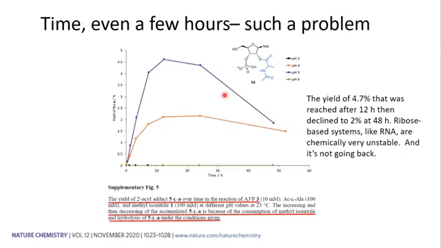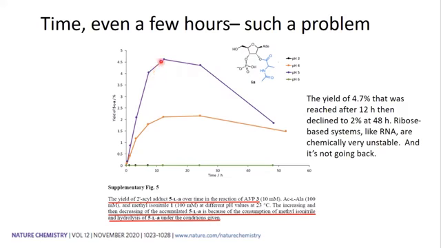Now, let's look at time here. Let's look at time. So now we're going to track the synthesis of this. The synthesis of this goes up to the yield of 4.7%. It goes up to 4.7% yield when it was run at a pH of about 5. So the yield of 4.7% that was reached after 12 hours.